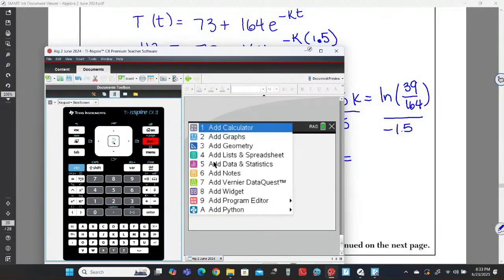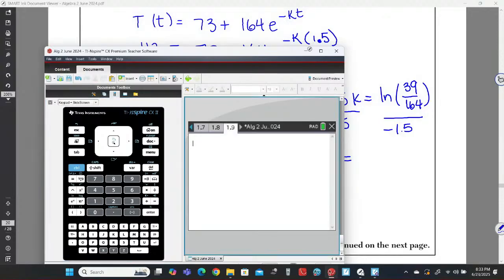Let me put in one more page. How many pages do I have now? A ton. 9 of them.